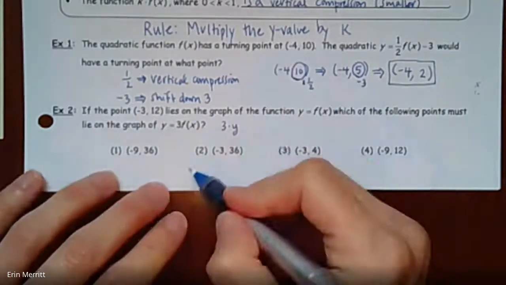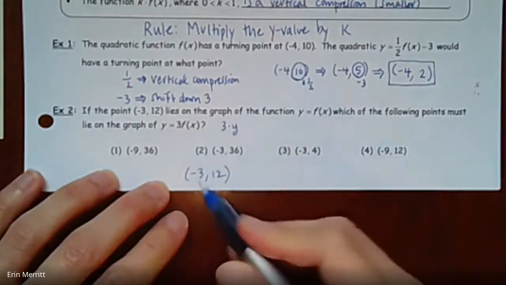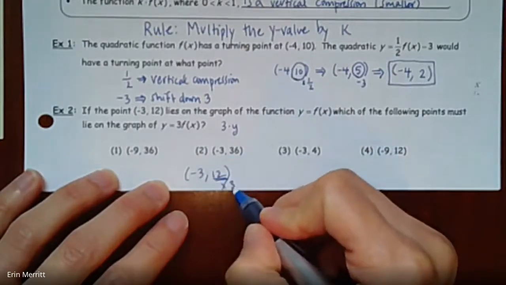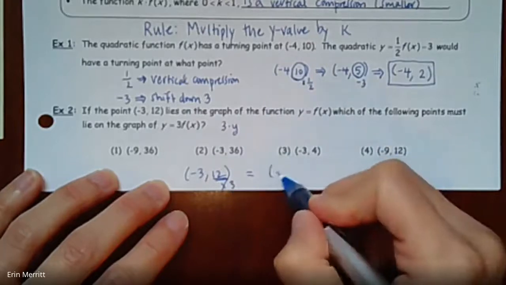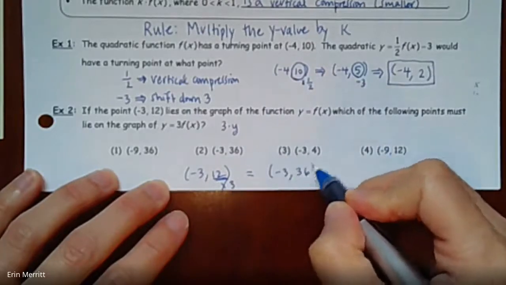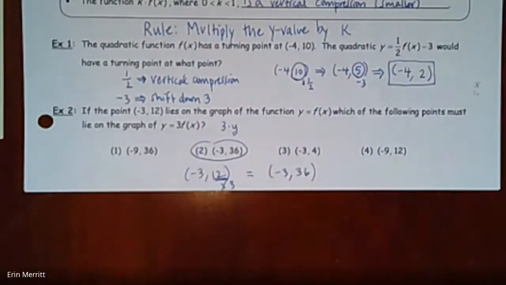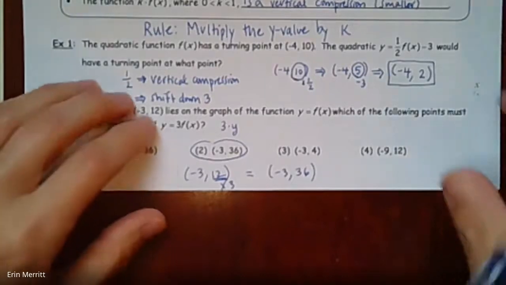So take the point (-3, 12). Nothing's going to happen to the x. Just the y value is going to get multiplied by 3. So -3, and then this should be 36 right here. That's it. Done. All right. So vertical dilation only affects the vertical variable, which is the y variable.